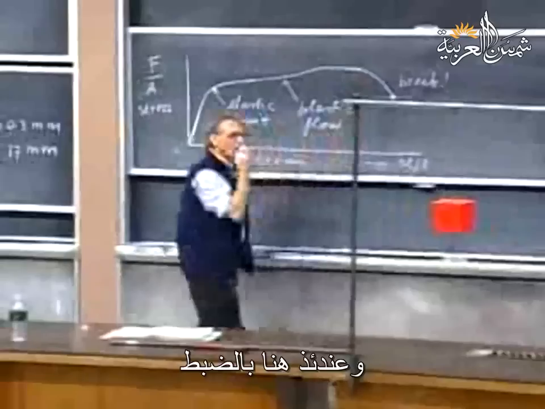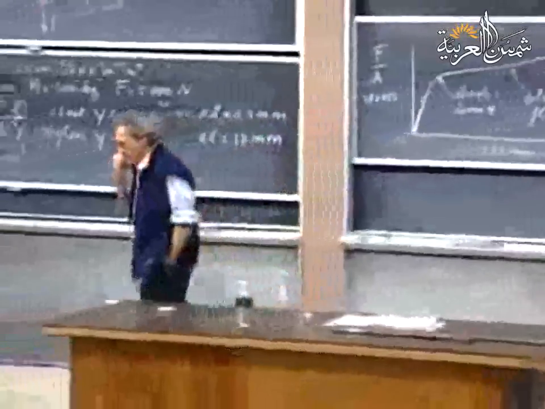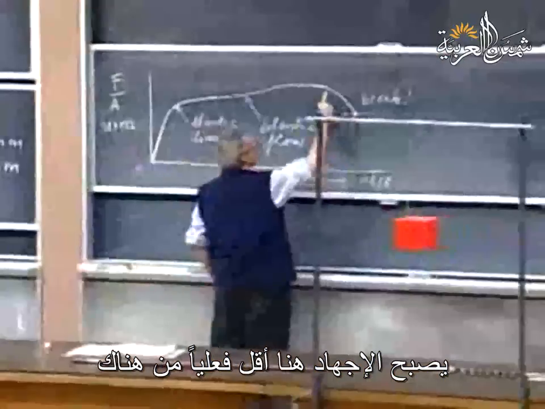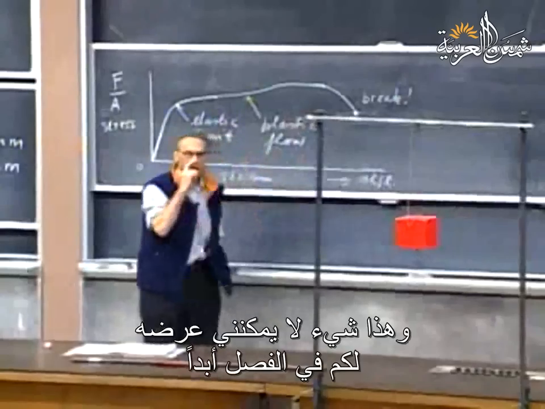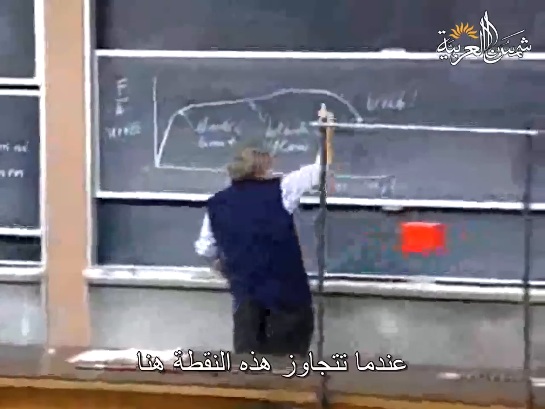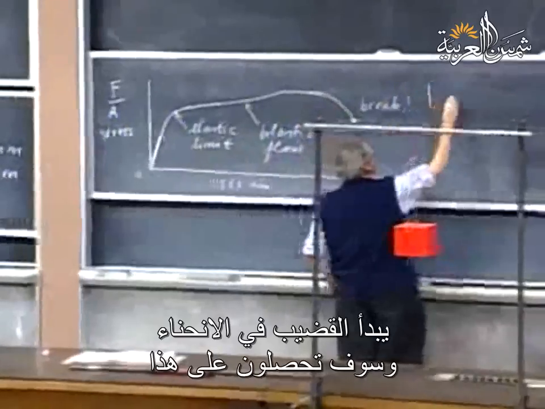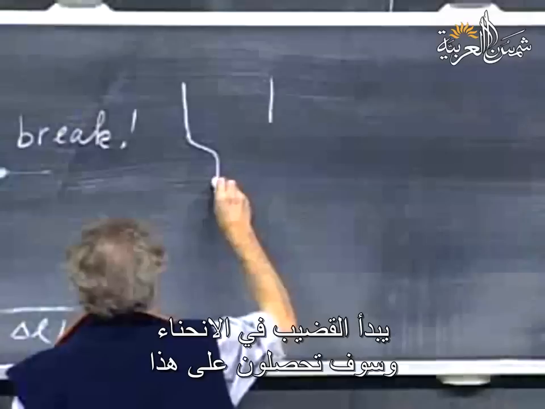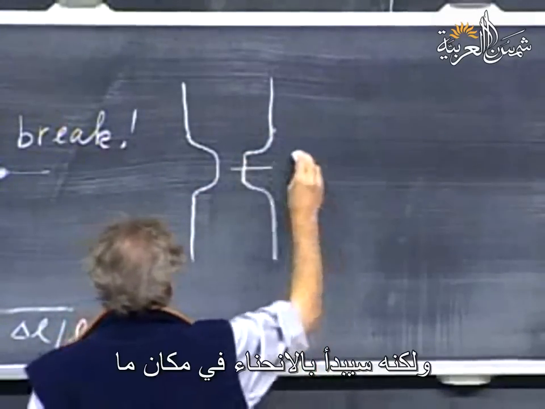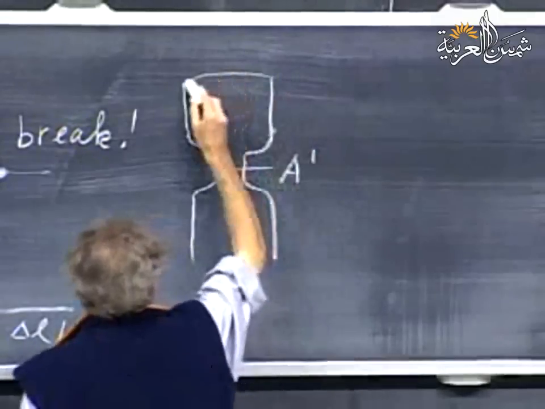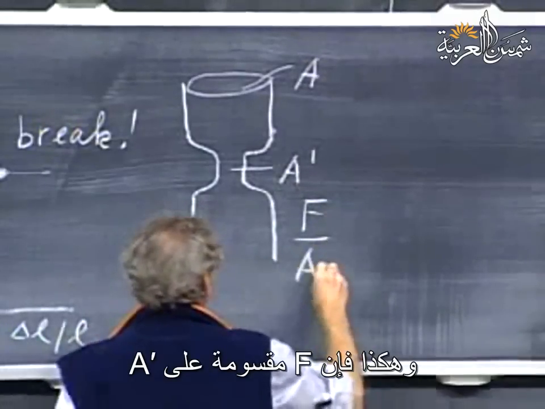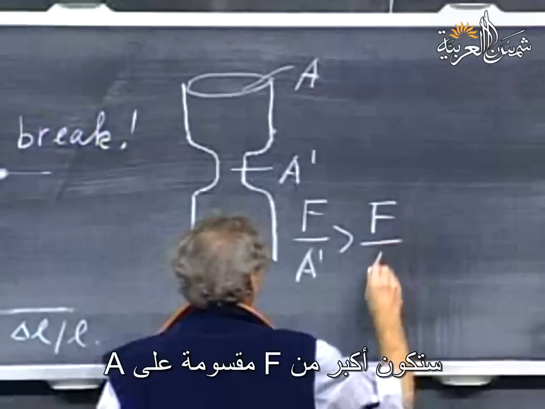And then right here, there is something very strange that is happening. Then, when it breaks, the stress here is actually lower than there. And this is something I can never show you in class, but I can explain to you why that happens. When you pass this point here, the rod begins to pinch. You get this. Unpredictable where it will pinch, but somewhere it will start to pinch, so that the area here is A prime, whereas the cross-sectional area here is A. And so F divided by A prime will be larger than F divided by A.